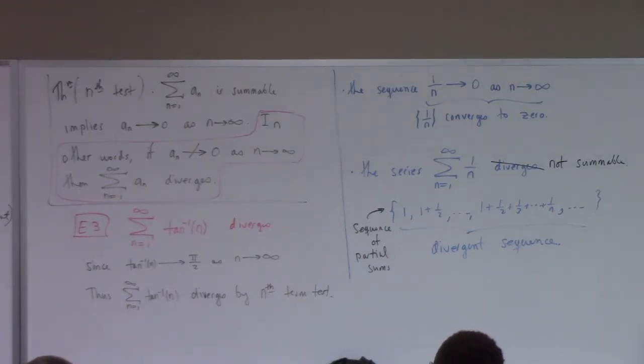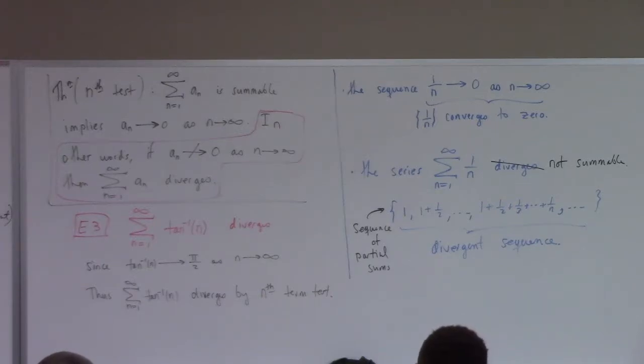So the nth term test is only useful as a sort of no-go theorem. If the nth term in the series doesn't go to 0, well, game over. The series diverges. If the nth term does go to 0, it's nice, but it doesn't prove anything. It just proves you need to consult other tests.